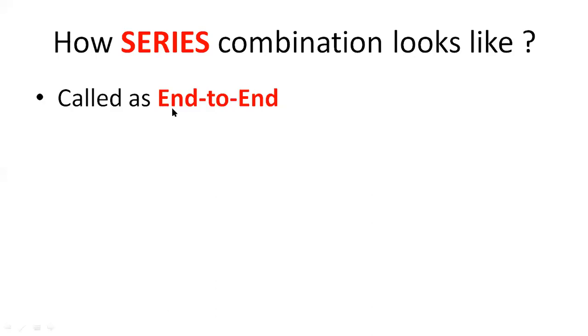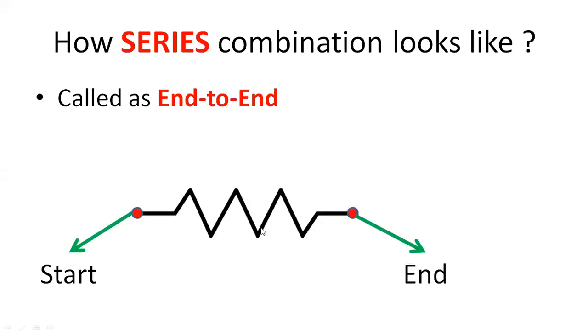Series combination is also called by another name, that is end-to-end connection. Okay, end to end connection. First we'll understand what is the meaning of this. So first we'll take one resistor, this is a symbol of a resistor. So you can see it has one start and another is its end. So it has a start, it has an end.